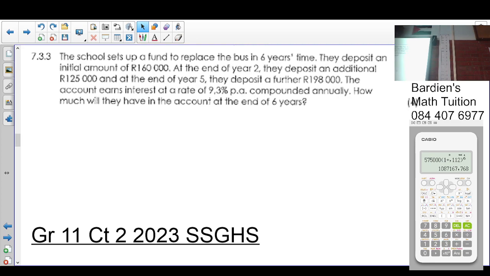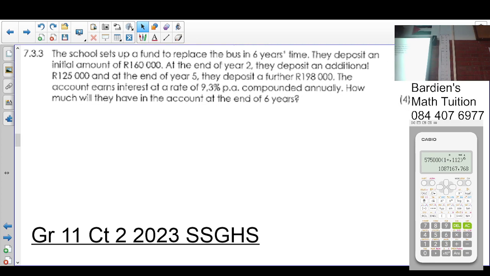Right, people, 7.3.3. The school sets up a sinking fund to replace the bus in 6 years' time. They deposit an initial amount of 160,000 at the end of 2 years. Wait. They deposited what? Okay, is there a full stop here? Okay, now it makes sense.